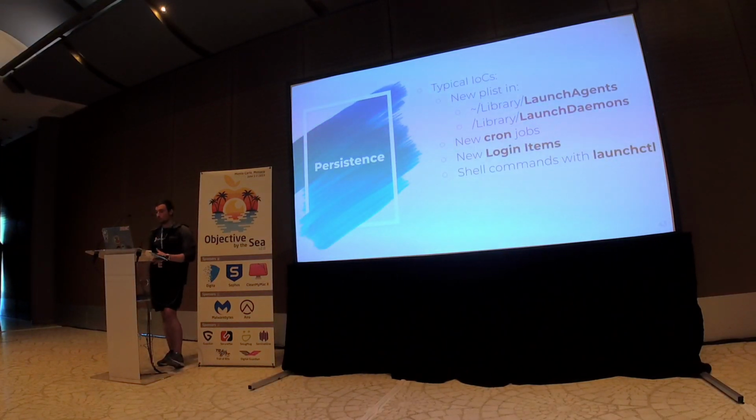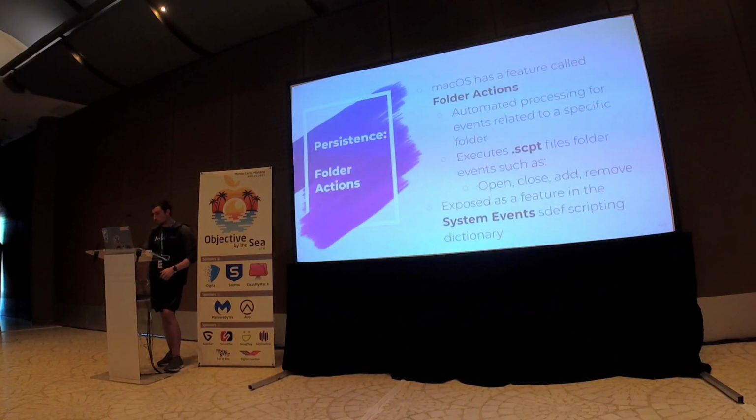So typically, whenever we start talking about persistence, and we've seen this from a couple talks today, adversaries will go through and create launch agents, launch daemons, cron jobs, login items, like all this sort of standard stuff. But is that really necessary? Do you have to do that? Is there anything else you can do instead? Turns out there is. So on macOS, there's this feature called folder actions.